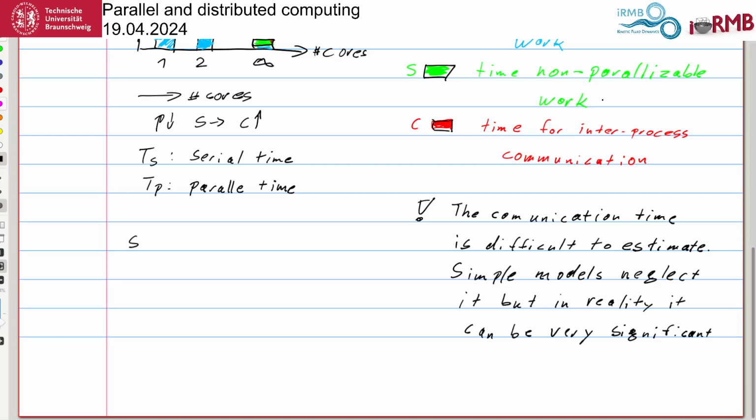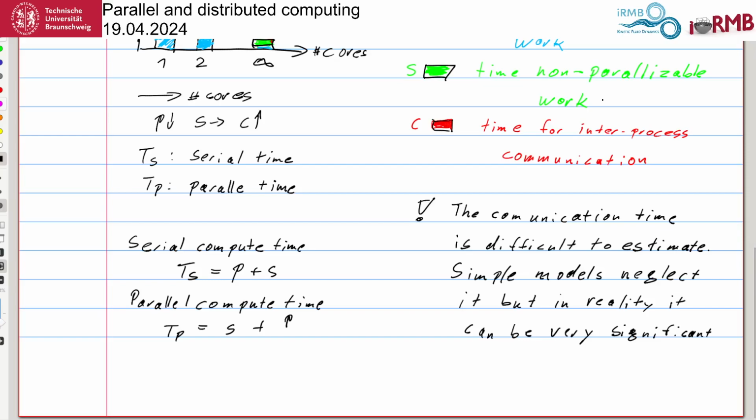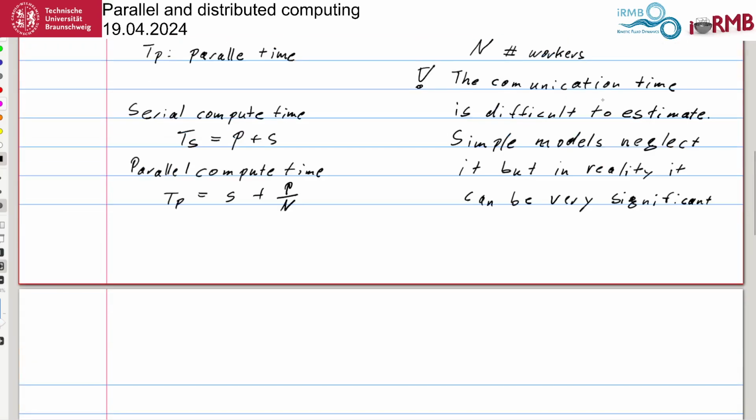So this means our serial compute time, which we have just said above here, Ts, is equal to the time that we need to do the parallel work plus the time that we need for the serial work. And the parallel compute time is the time that we need for the serial work plus the time that we need for the parallel work divided by the number of workers. Yeah? N is the number of workers. Okay, so far not very difficult, I hope.